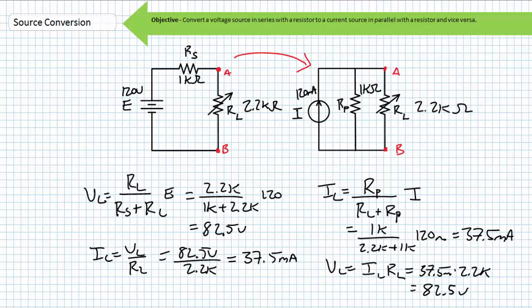Equivalency has been maintained, and the 2.2 kilo ohm load resistor is none the wiser that the original 120 volt voltage source in series with a 1 kilo ohm resistor has been swapped out for a 120 milliampere current source in parallel with a 1 kilo ohm resistor. Again, notice the current source's directional arrow is pointing up, as was the voltage source's positive terminal. This ensures even the polarity experienced by the load resistor for the two different source configurations is the same.